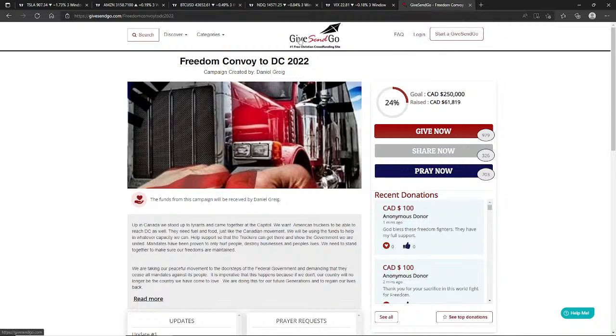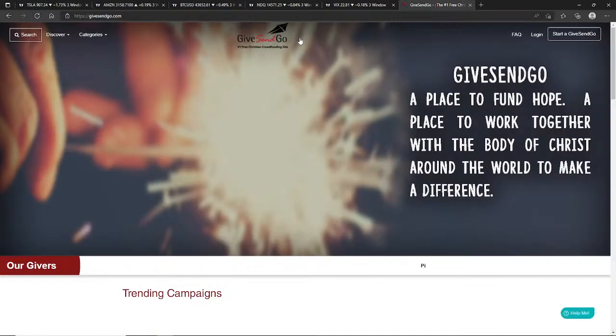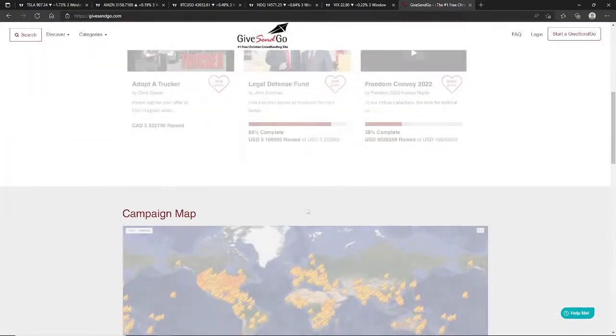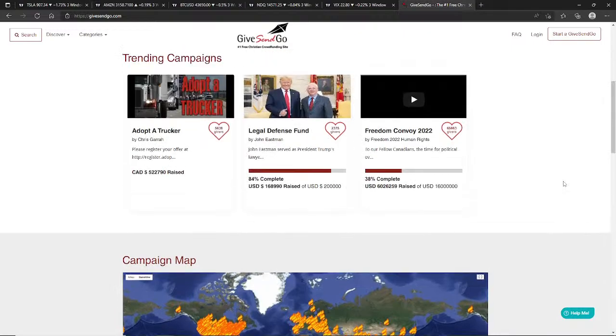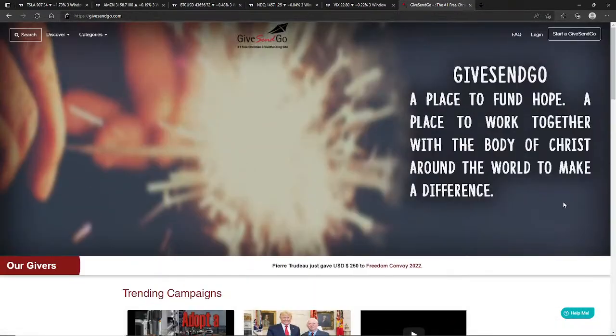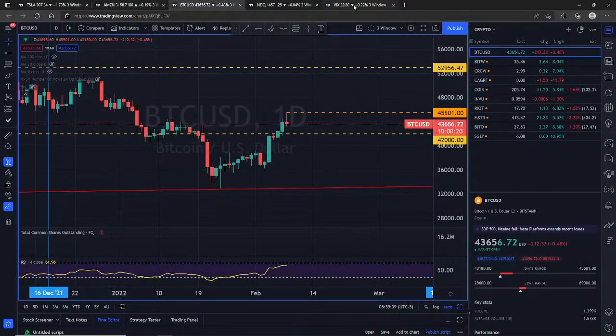So Give Send Go isn't giving into it, and I gotta say it's a good thing that there's an alternative to GoFundMe with something like Give Send Go. Okay, that's enough of my rant this morning.